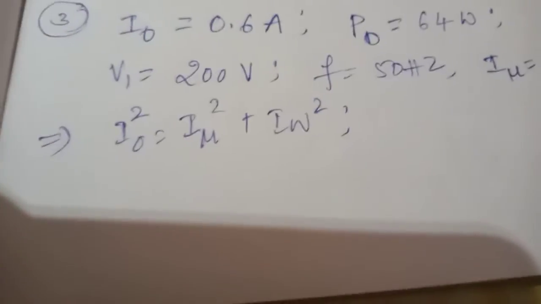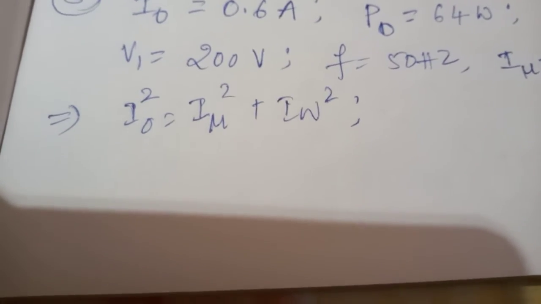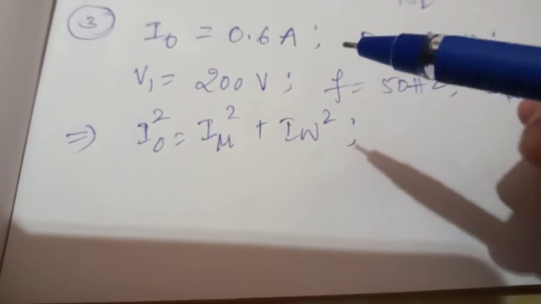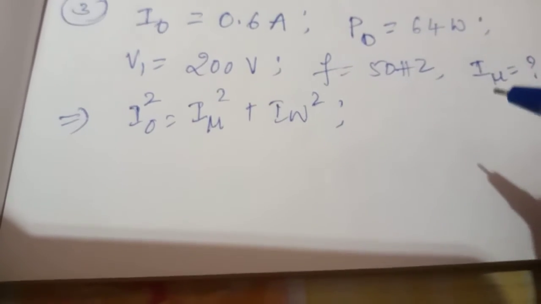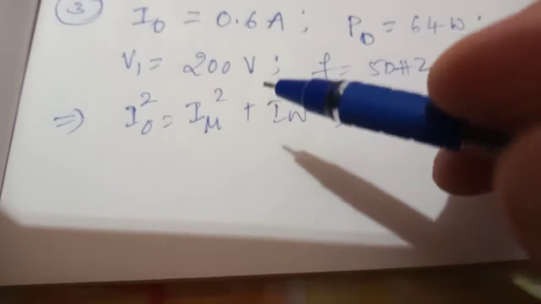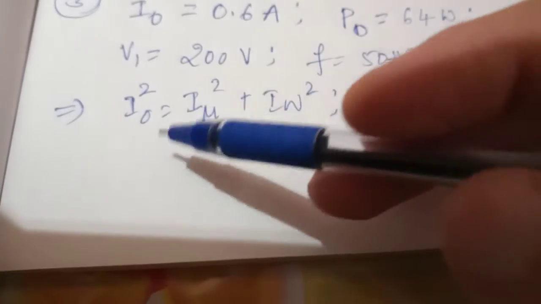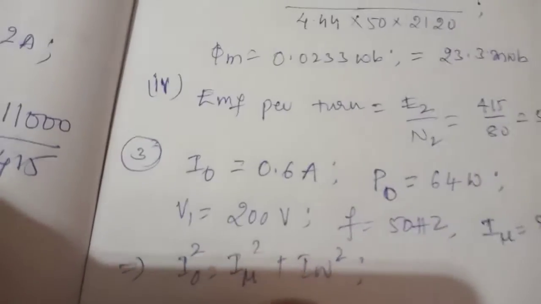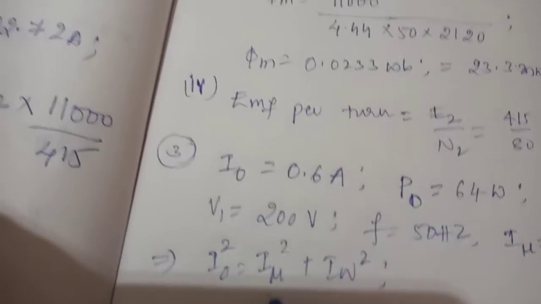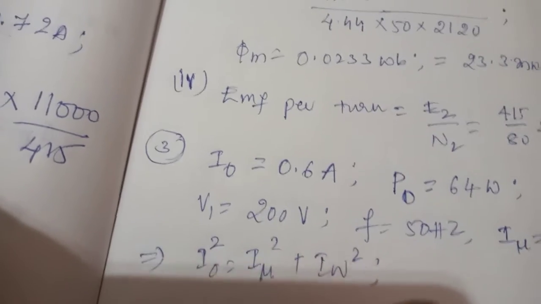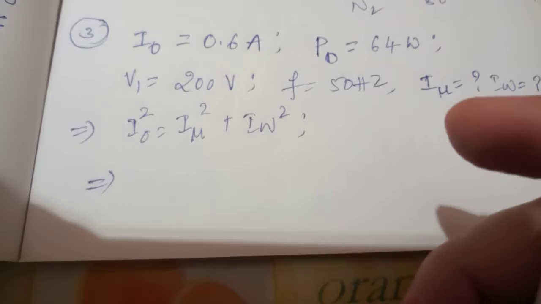I mu is the vertical component, I0 sin phi. I omega is the horizontal component, I omega is equal to I0 cos phi. So I mu is the magnetizing component, I omega is the core loss component, and I0 is the no load current. This you have already studied in the transformer on no load. Now you have to calculate I mu. For that you need phi, because sin phi and cos phi need phi.